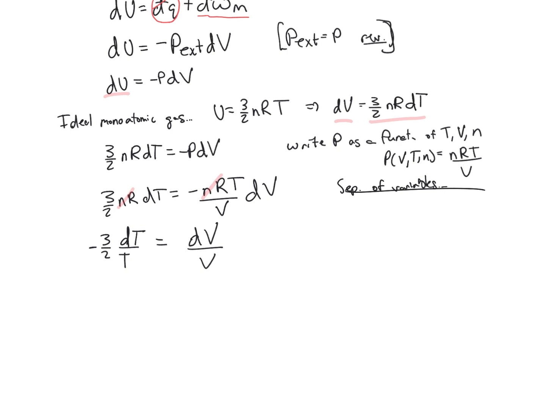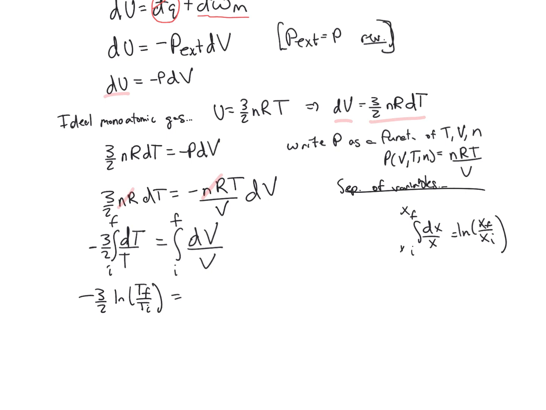And now I'm going to integrate both sides from an initial to a final point. So I'm going to do this process here. Luckily, this is one of the integrals we've done before. Remember, the integral of dx over x is ln xf over xi. And it's the same integral on both sides. So I'm going to get negative 3/2 ln tf over ti is equal to ln vf over vi.